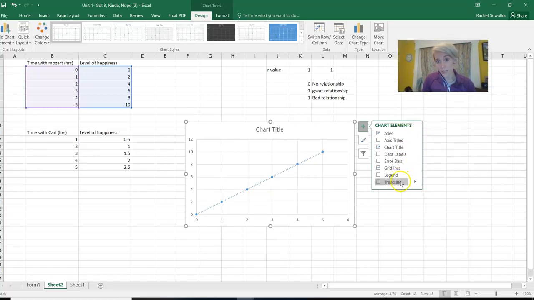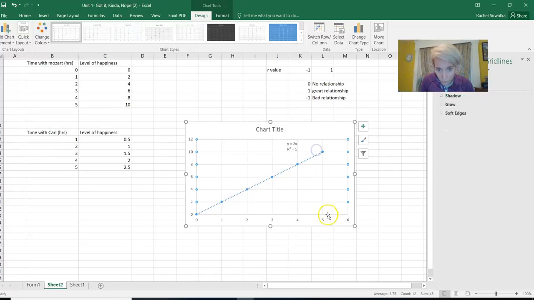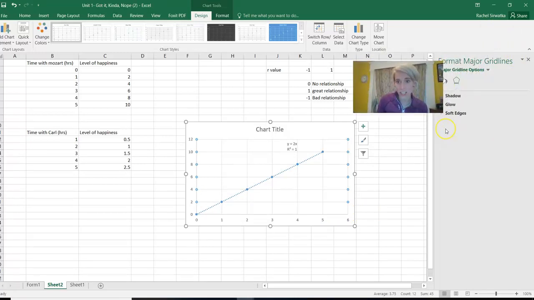In this trend line, I can click on the arrow and go to more options. You're not going to have to do this, so don't worry. But it says display equation on the chart and display the R squared value. So the R value is 1, because one directly causes the other. They are 100% related, and it's a positive number. If we did the same thing for my time with Carl, we would notice that it decreases pretty significantly.